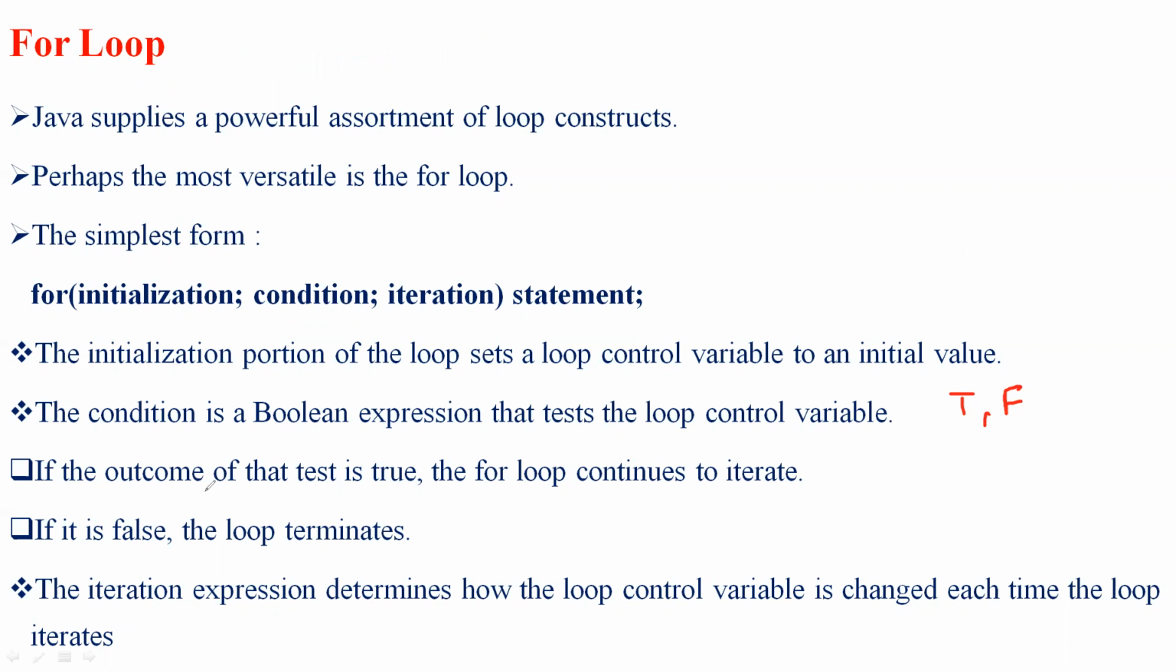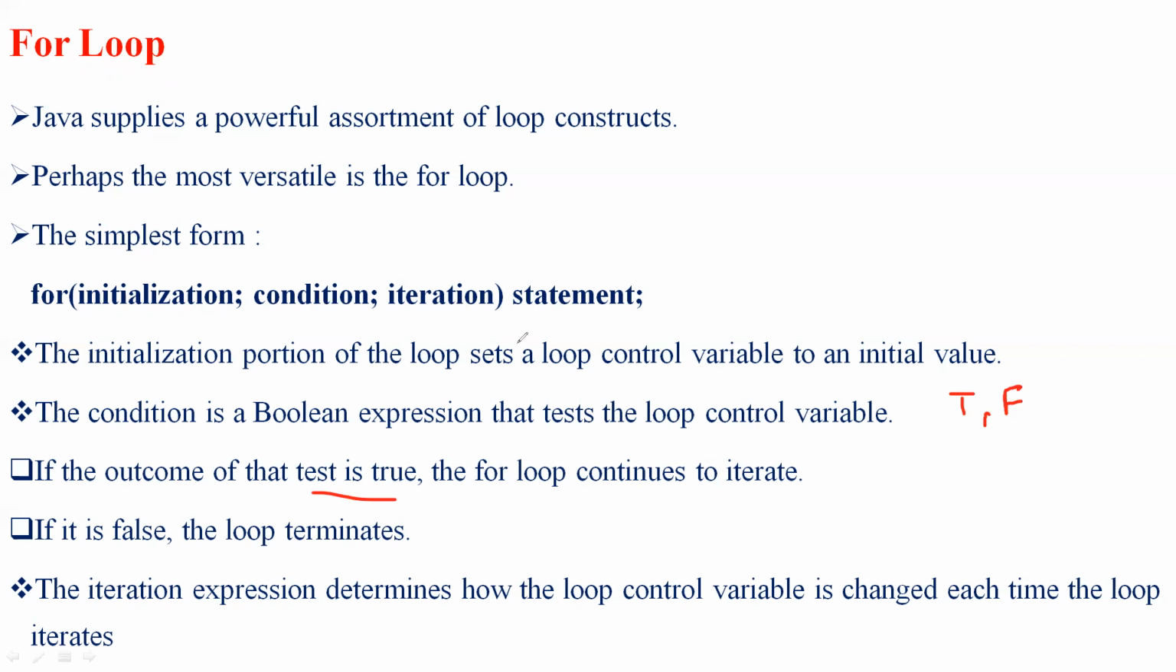If the outcome of the test is true, the for loop continues. If it is false, the loop terminates. So if the given condition is true, the for loop continues its iteration until it reaches a false condition. Once it is false, the loop ends.